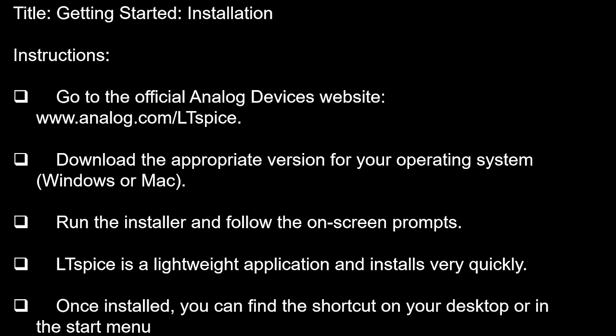Okay, so we'll start with how to install LTspice. You can go to the official Analog Devices website, www.analog.com. You can search for LTspice in the Google search bar, download the appropriate version for your operating system, run the installer and follow the on-screen prompts. LTspice is a lightweight application and installs very quickly. Once installed, you can find the shortcuts on the desktop and in the start menu.